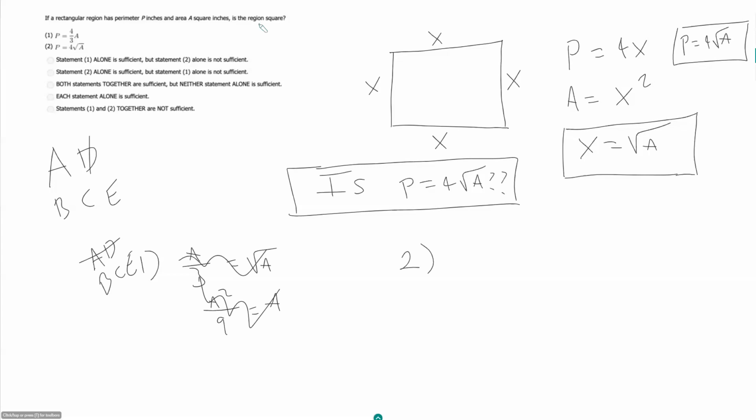Statement 2 says P is equal to 4 rad A. So now we know this is always true. So this one is sufficient. And our answer is B. That's a fun question.